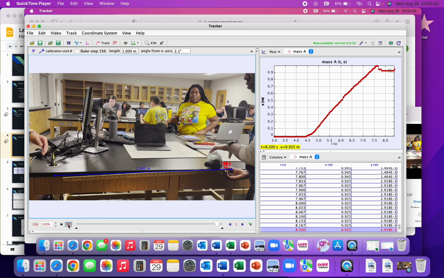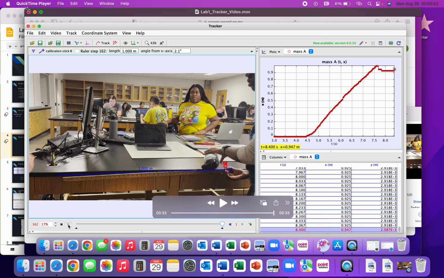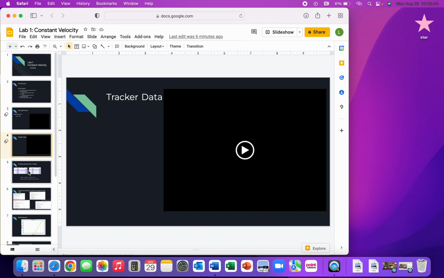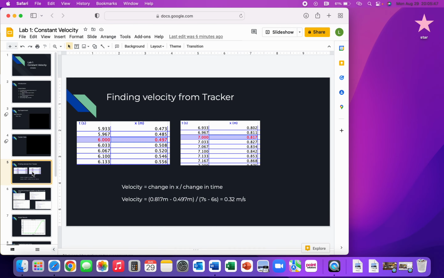The timestamps from 0 to 4.5 and 7.5 to 8.5, the water bottle was not moving. That was just the time period in between me pushing or my partner stopping the water bottle. So basically, Tracker plots all of these points for you in very small time intervals.